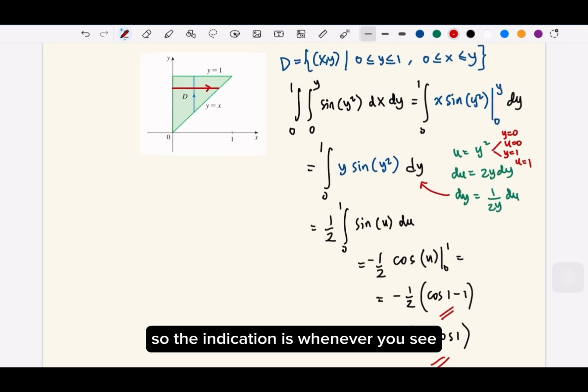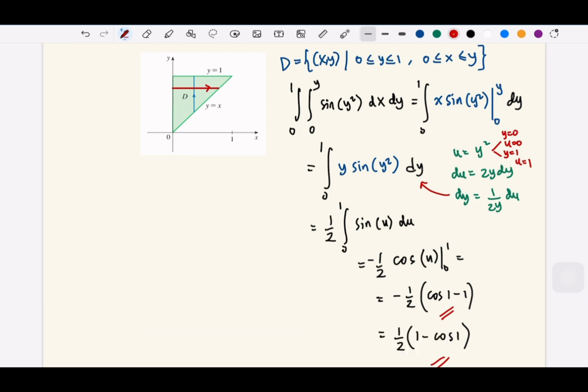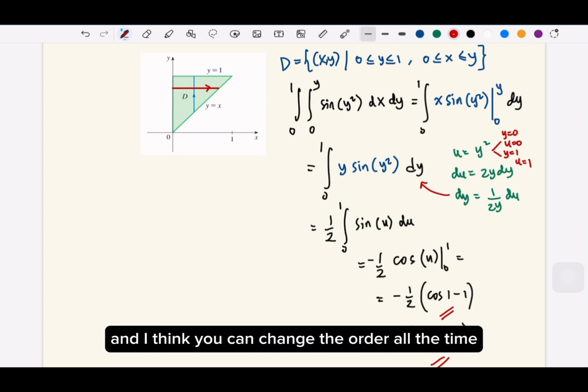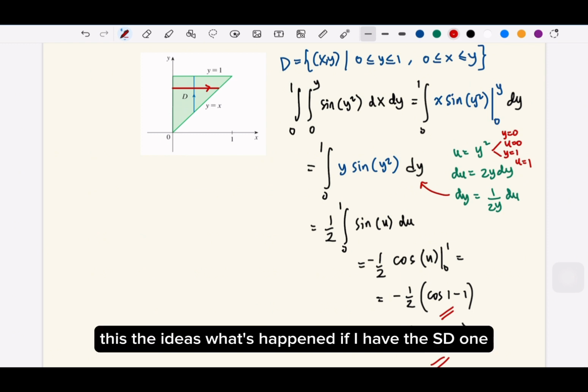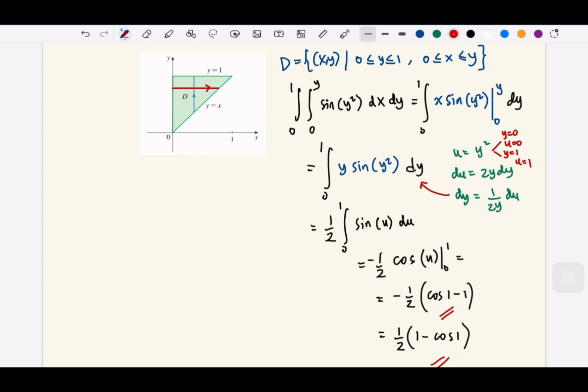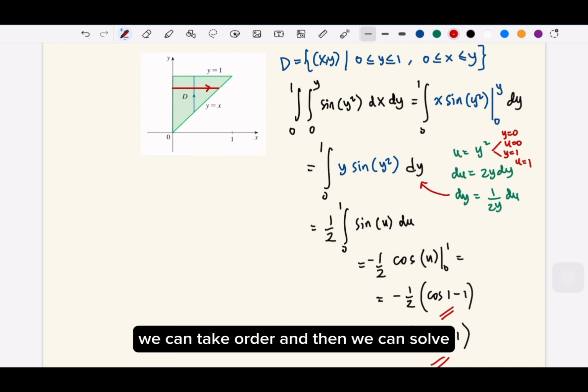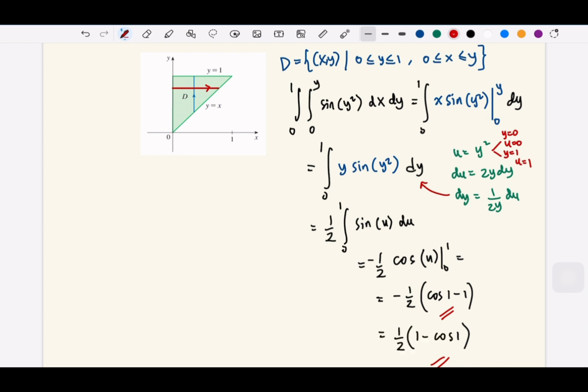So the indication is, whenever you see an integration where it seems no method works, rather than trying to force your way, change the order. Directly, just change the order. And I think you can change the order all the time. You can think, okay, if this is dy dx, what happens if I have dx dy? And you can choose which one is easier. And for this one, we can change the order and then we can solve.